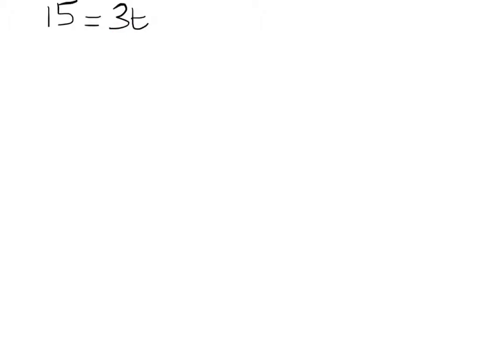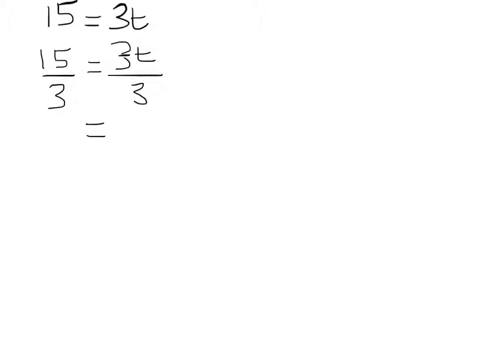Alright then, so if we want to get rid of the 3, if we don't want it there because we just want t on its own, what do we need to do if it's times? That's right, we need to divide. So, 3t divided by 3. Whatever we do to one side, we have to do to the other. So 15 divided by 3 also. Keep the equals in a nice straight line all the way down so we know what we're doing.